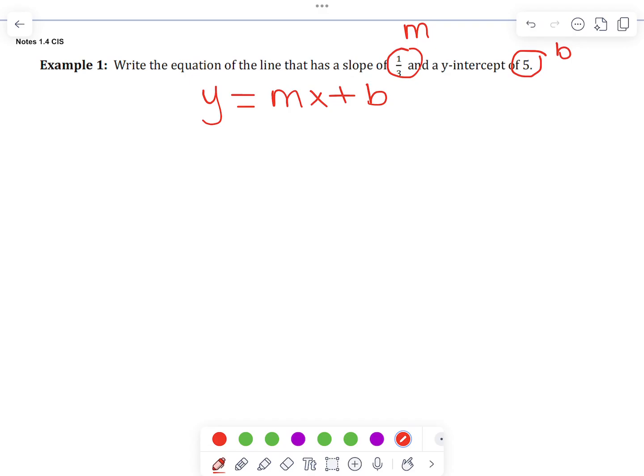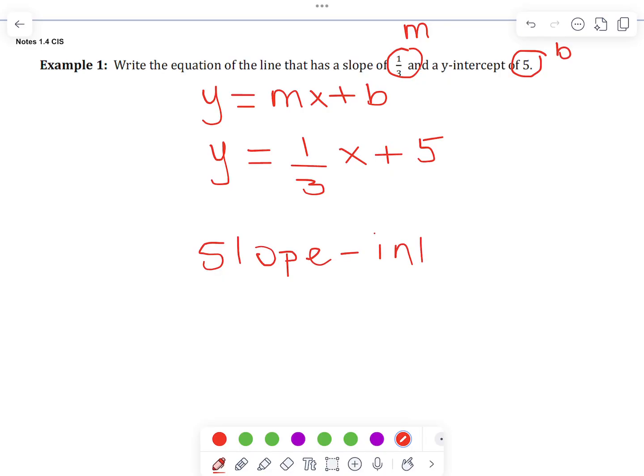So what we do is we just go ahead and substitute that into the equation. So the equation of this line is y equals 1/3 x plus 5. So there's the equation of the line in slope-intercept form.